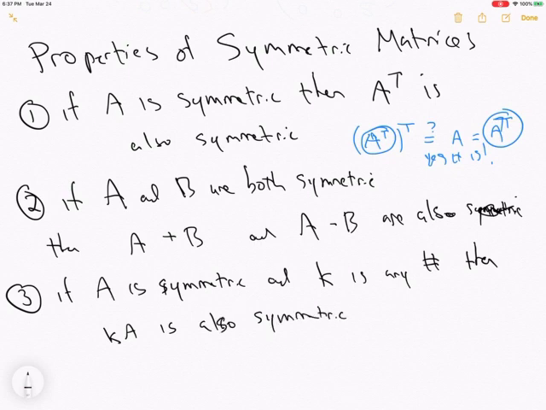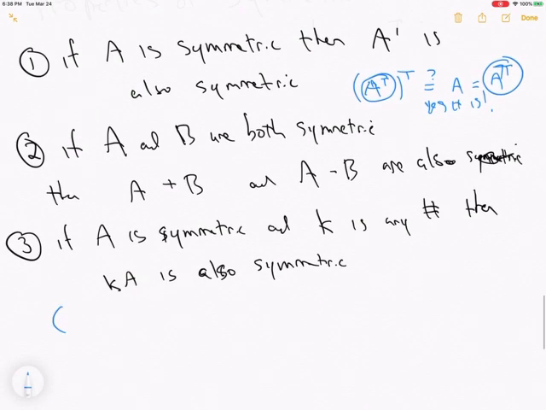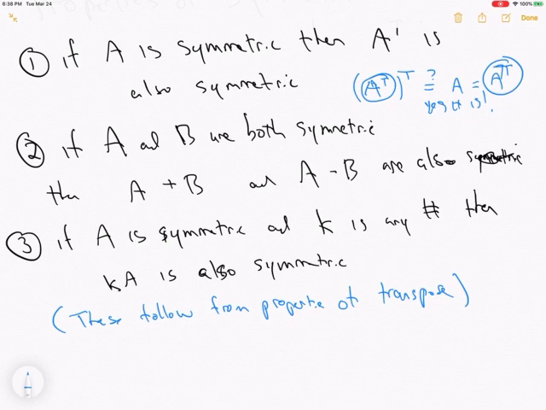These properties just come from the properties of the transpose. You can watch the other video where I define the transpose and list some of the properties, but all of these properties just follow from that.